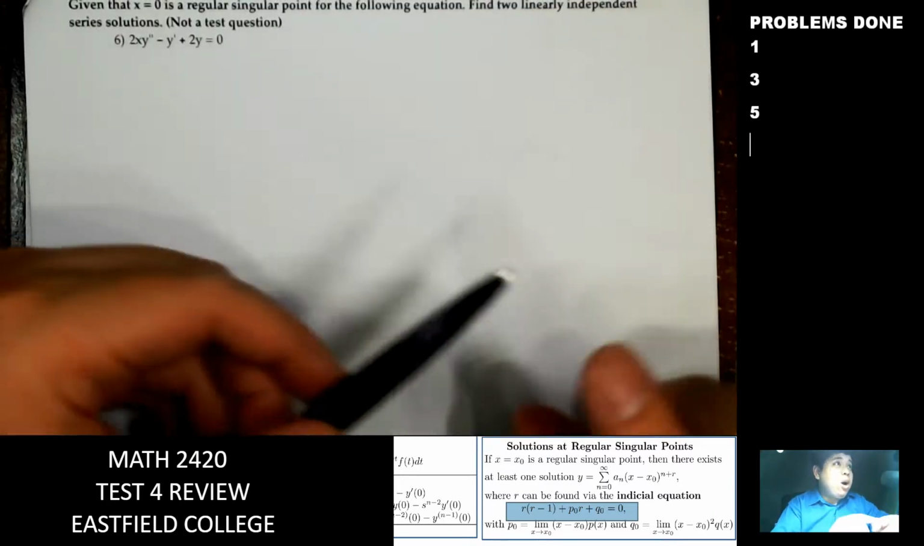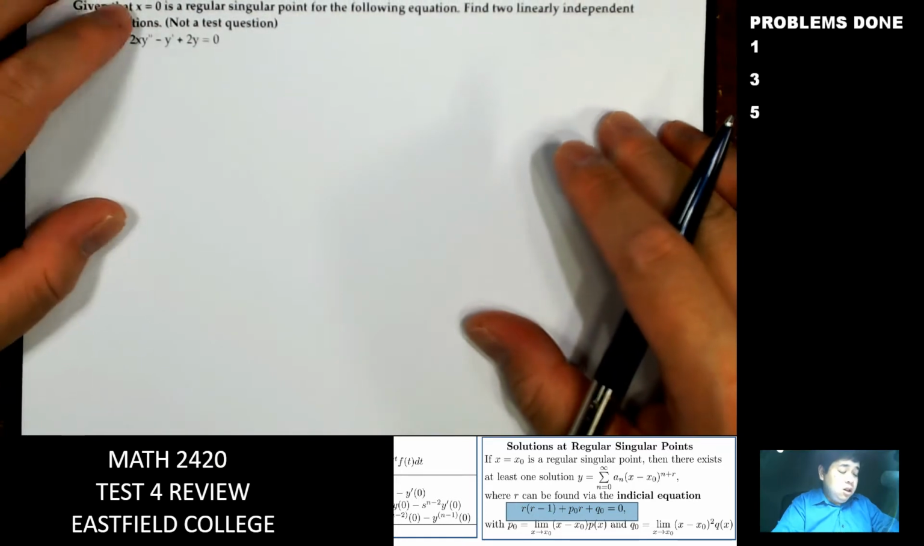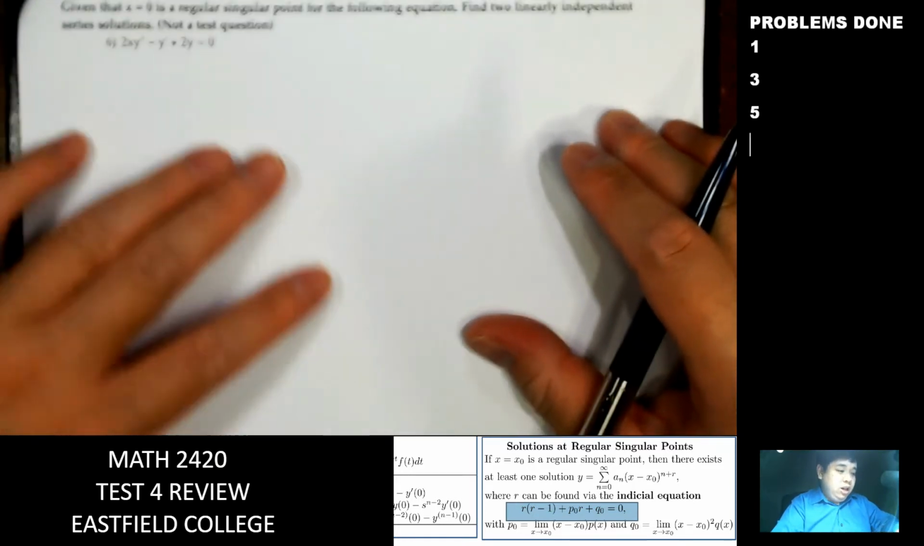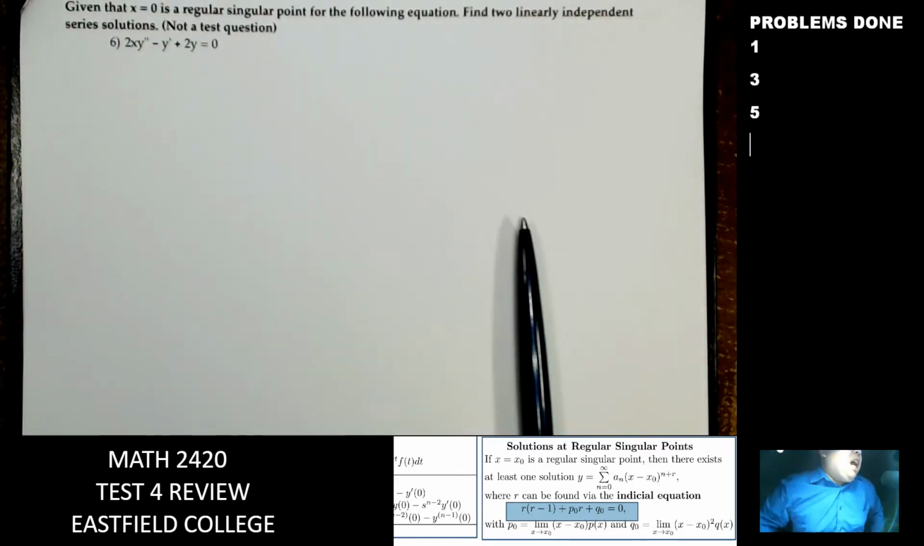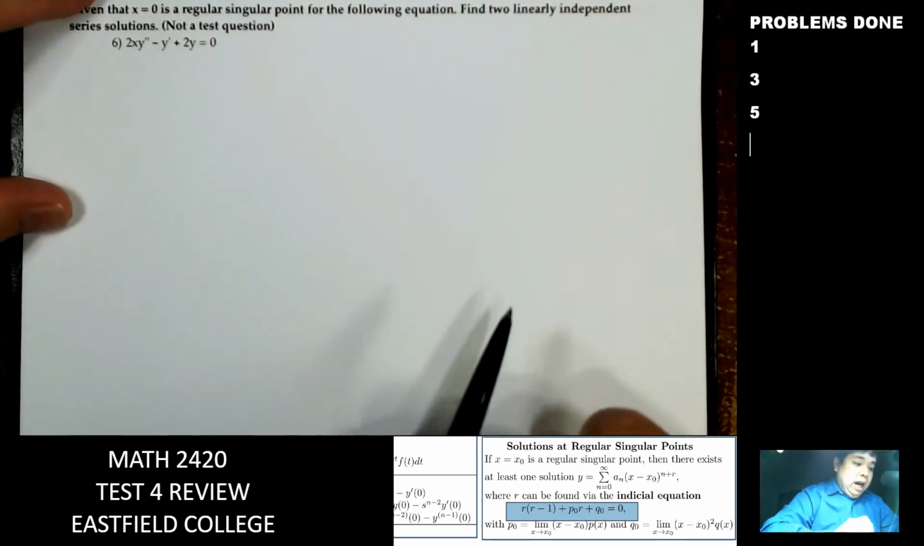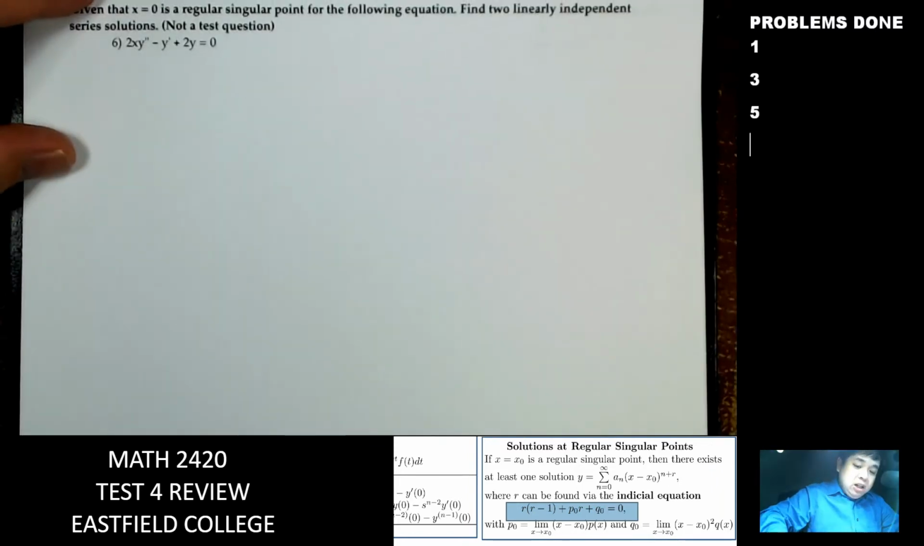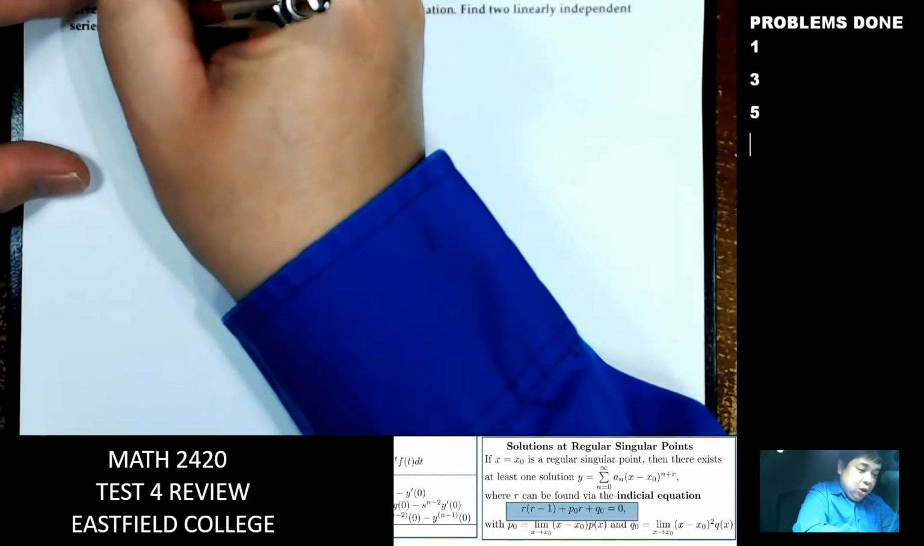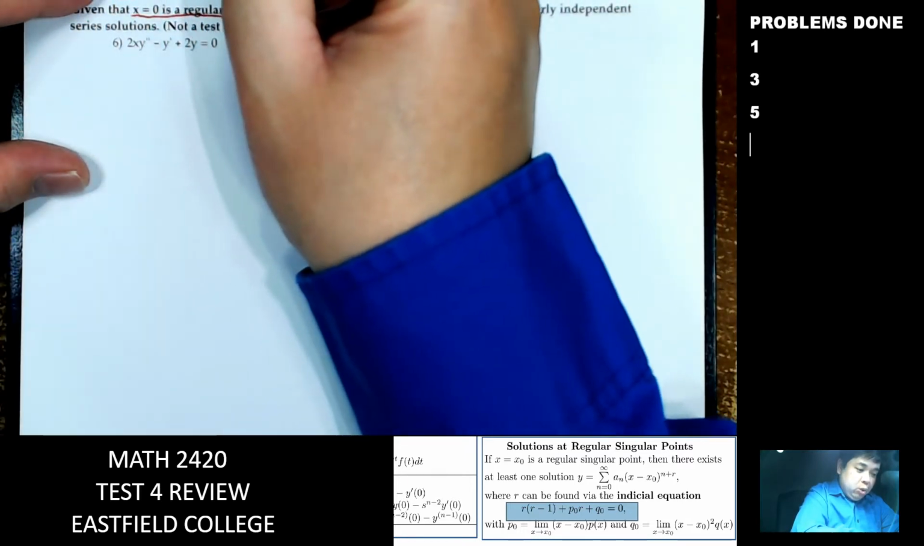Next we go to 6. Note that this kind of question will not be on the final because it's just too long to do and too many little things go into it. Alright, anyway, so first we see the problem. They say that x equal to 0 is a regular singular point.